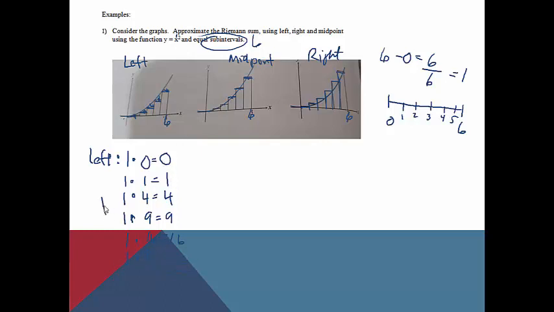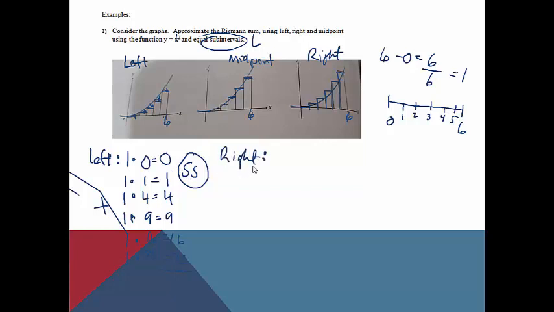So now I'm just going to add up all the areas. And I'll put my answer up here. Oh, I think I lost my... Oh, great. Okay, there we go. All right, 0 plus 1 is 1, plus 4 is 5, plus 9 is 14, plus 16 is 30, plus 25 is 55. So I get an answer of 55. That would be my left endpoint Riemann sum. Okay, we're now going to do the same thing with the right.